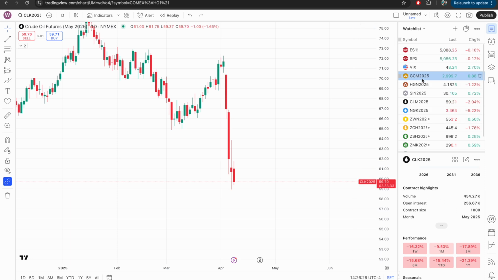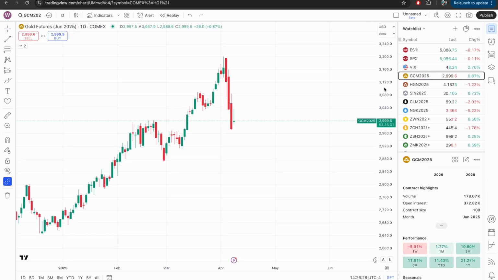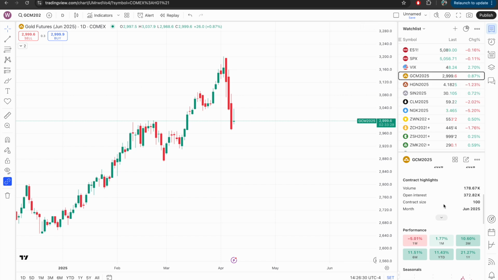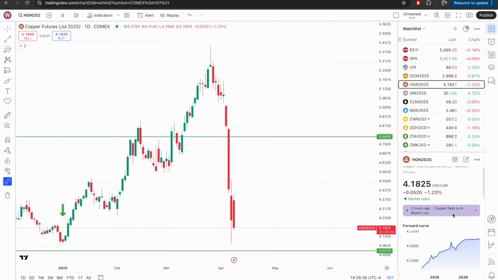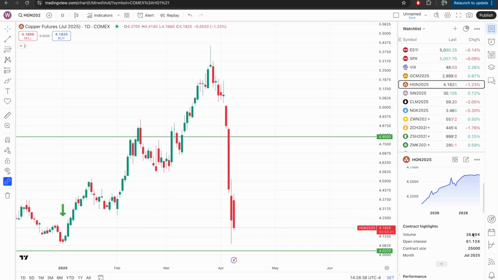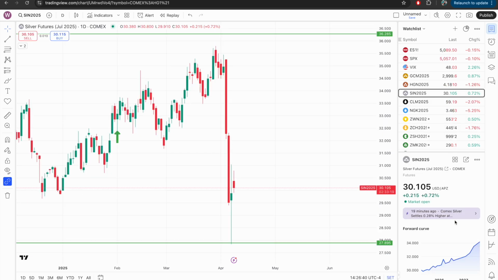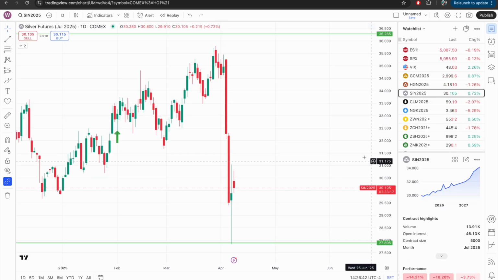So let's choose gold. I have gold already open here. So for gold, the multiplier is 100. And it's different for each and every one of them. This one is, I believe, 25,000. For copper, for silver, it's 5,000, I believe. So it's different for each and every one.